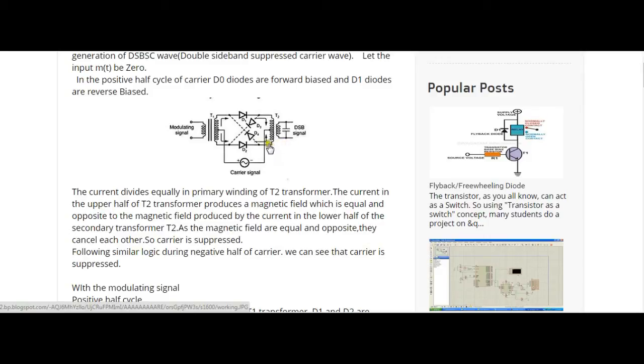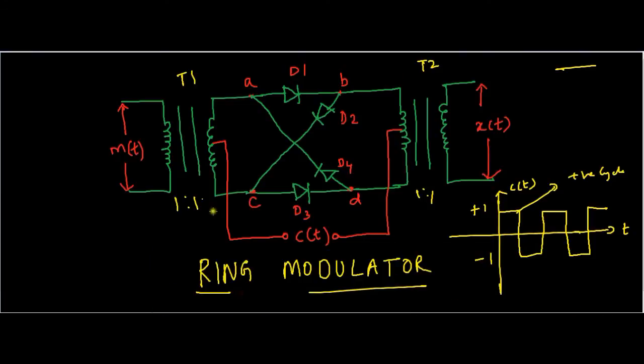Only if we apply the message signal can we see the output. Otherwise, there will be no output in DSBSC modulation. So if m(t) is equal to 0, x(t) is equal to 0, because x(t) is m(t) into c(t). If m(t) is 0, x(t) will be 0, because the carrier is suppressed in the ring modulator circuit.